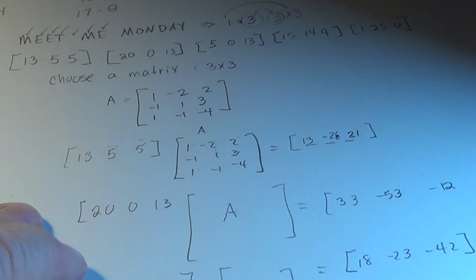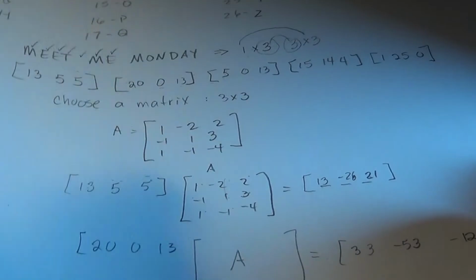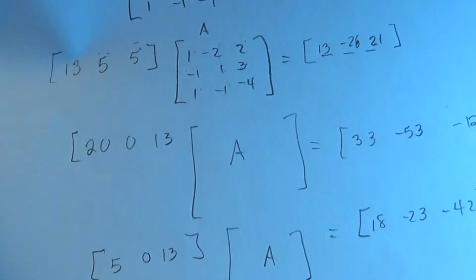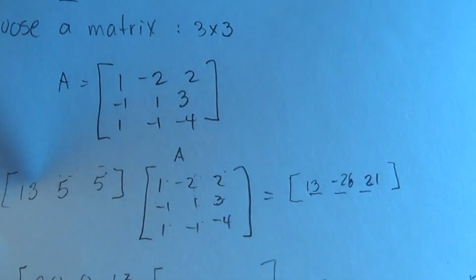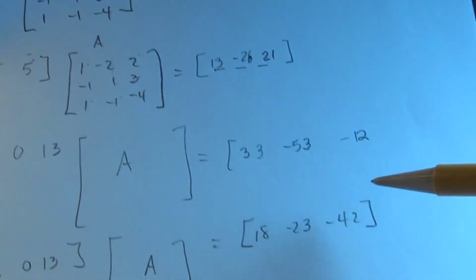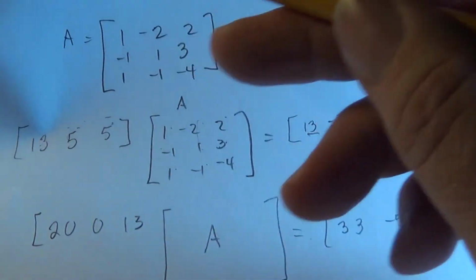I'm running out of space here, so let's see what we got. I've got 3 of those, and 2 more to multiply out.